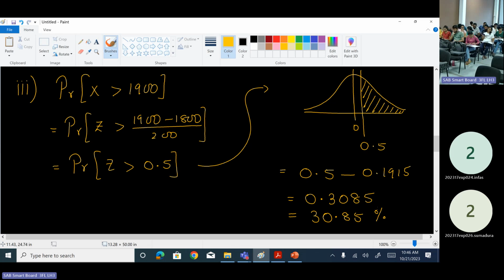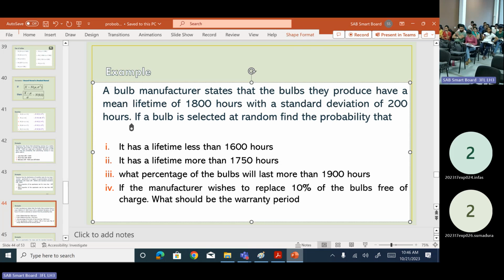Up to now, in all the problems, we were given the value and we found the probability. The last problem is the reverse: the probability is given, and we have to find the value. It says, if the manufacturer wishes to replace 10% of the bulbs free of charge, what should be the warranty period? 10% of the bulbs is what they are willing to replace.